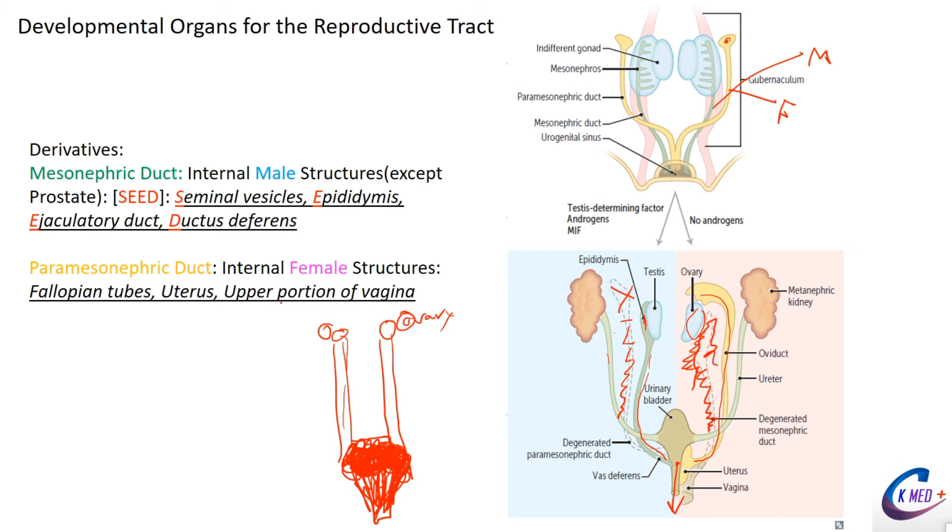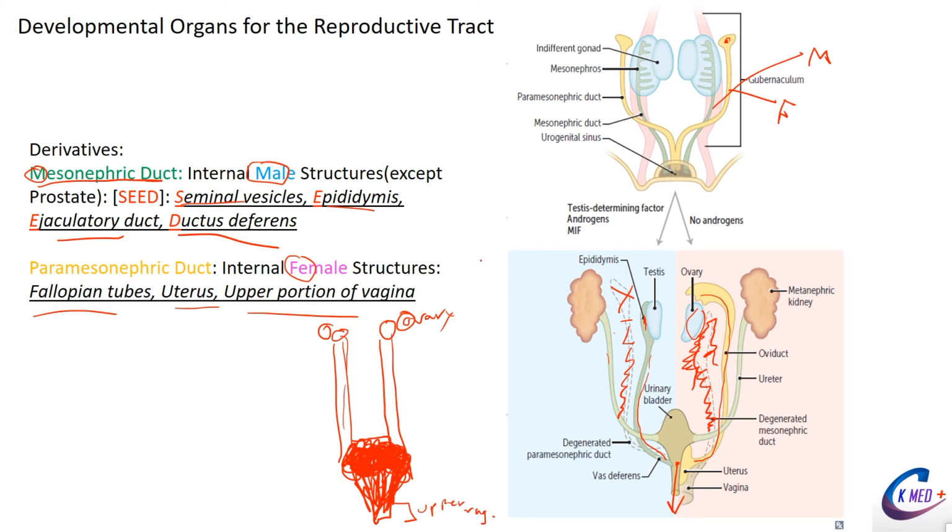So if I were to describe what the mesonephric duct does in men, the M of mesonephric ducts is for male structures. That makes SEED, which is seminal vesicles, epididymis, ejaculatory duct, and ductus deferens. Everything except for the prostate. Remember we were talking about that, it develops from something else. That's from DHT promotion. Okay. Now our paramesonephric duct is for our females, and this creates fallopian tubes, uterus, and upper portions of the vagina, like we mentioned right here, upper vagina.